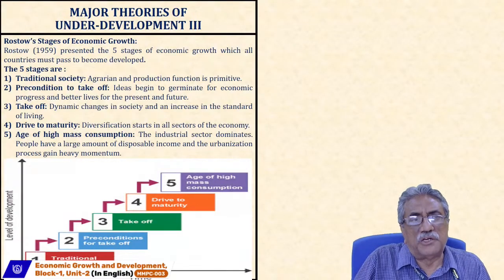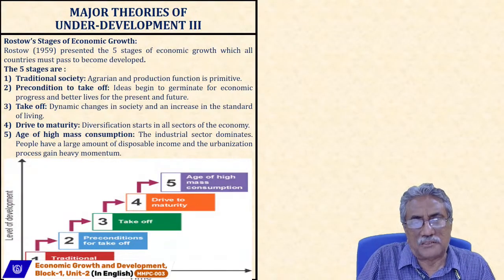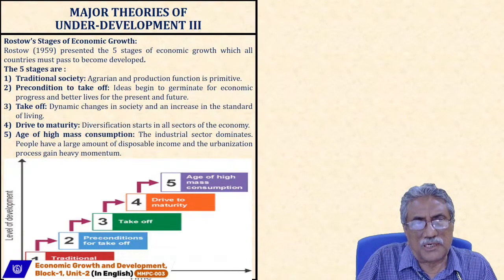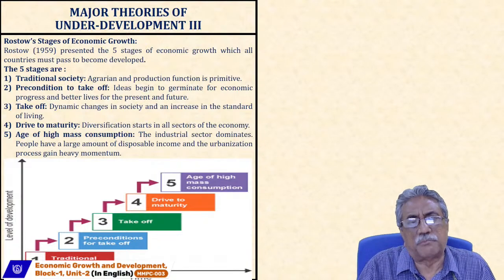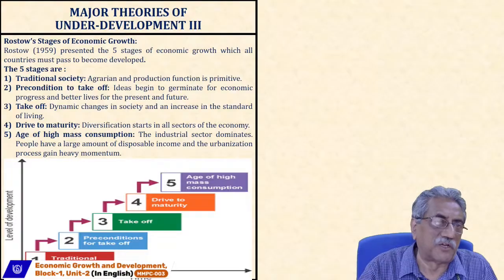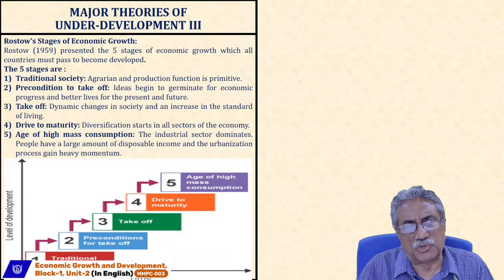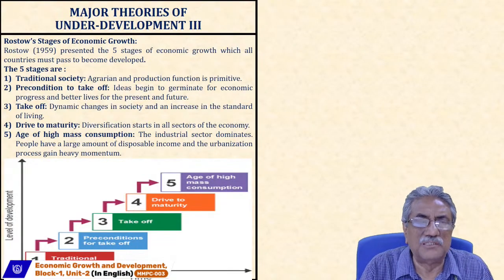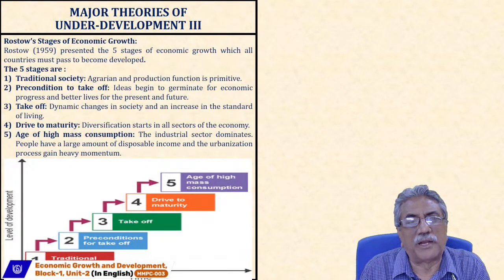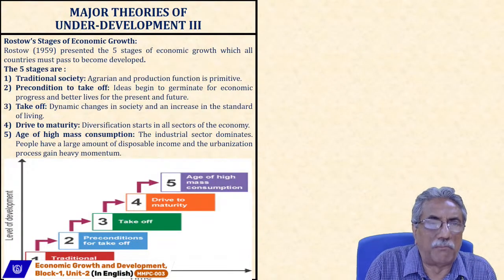Now I come to the third portion of the major theories of underdevelopment. Rostow, in 1959, said that there are five stages of economic growth which all countries must pass through to become a developed country. One is traditional society, the first stage. Agrarian, and the production function is primitive. You have handheld machines, you carry a bucket of water, you don't have a pump.